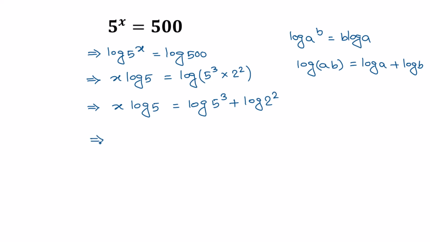On the left side, this is x times log of 5 is equal to, again applying this formula, log of a to the power b is equal to b times log of a. So by this formula, log of 5 to the power 3 will be 3 times log of 5, plus, similarly, log of 2 to the power 2 will be 2 times log of 2.